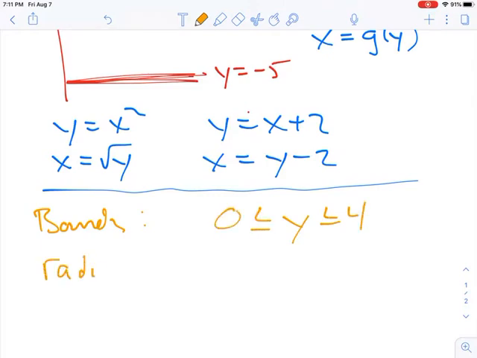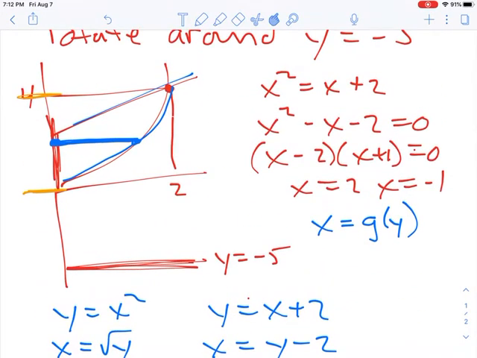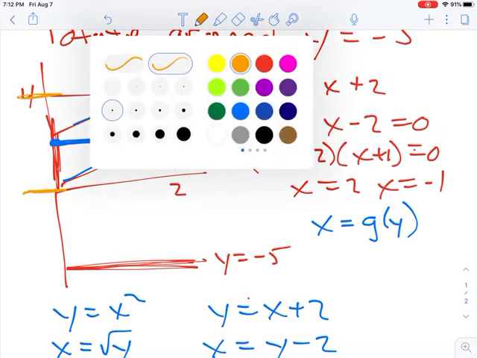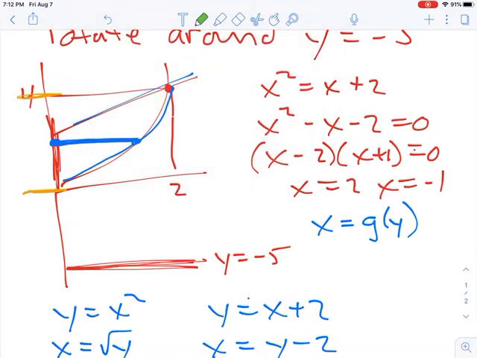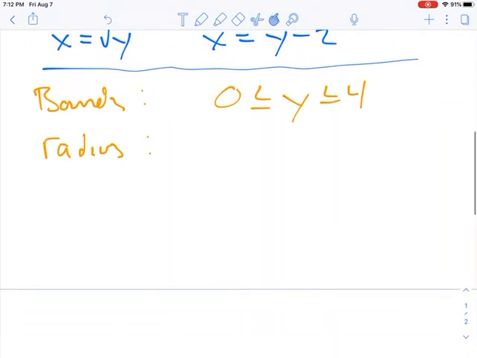Next thing, what is the radius? Let's go back and take a look at the radius. The radius is going to be the distance from the rectangle to here. It's the distance from the axis of rotation to your rectangle. Well, this distance down here is 5. This distance here is y. So you have y plus 5. There's your radius. So the radius is y plus 5.